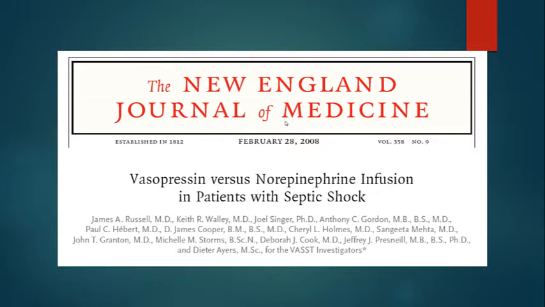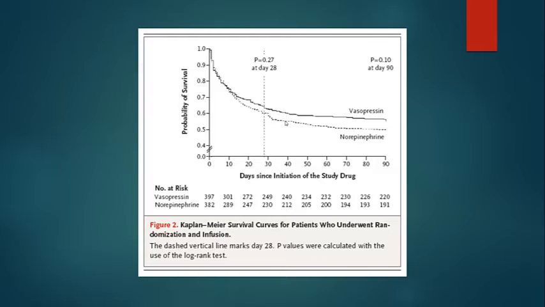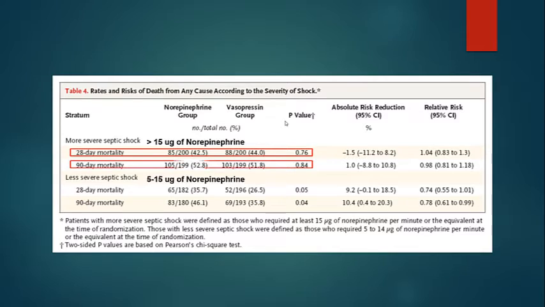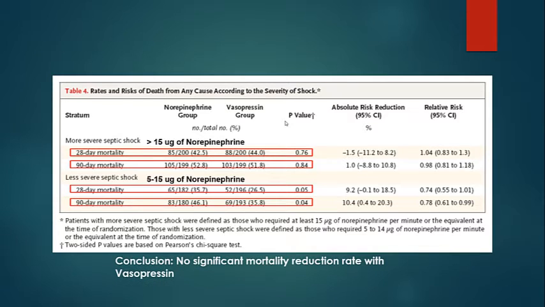We all know this. We're not a fan of vasopressin in the MICU. Our SICU colleagues might beg to differ. But this study showed there was no mortality benefit. As we all know, we looked at the 28-day mortality, and they looked at more severe septic patients, defined by needing more than 50 micrograms of norepinephrine compared to the less severe, 5 to 15 micrograms of norepi. For the severe sepsis, no statistical significance in 28 or even 90-day mortality. But for the 5 to 15, it's out there for debate because they were less sick. But the conclusion of the study was no significant mortality reduction rate with vasopressin.